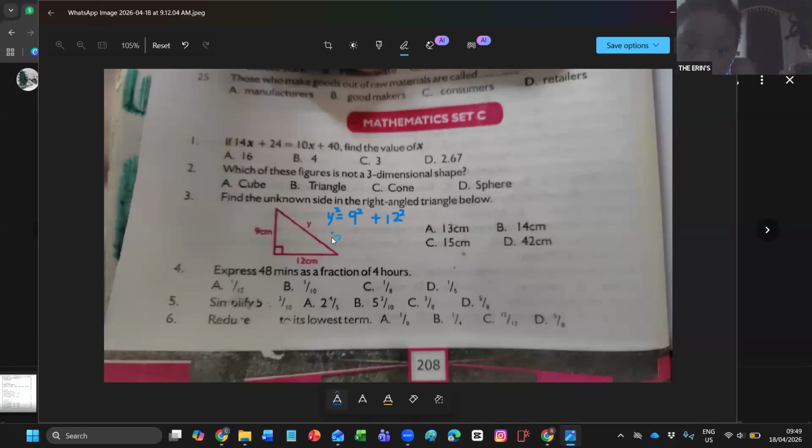Divided by, the square root of 225 is 15. So our final answer is 15. Good. I like that. You guys have actually improved now. I can see that. Well done.